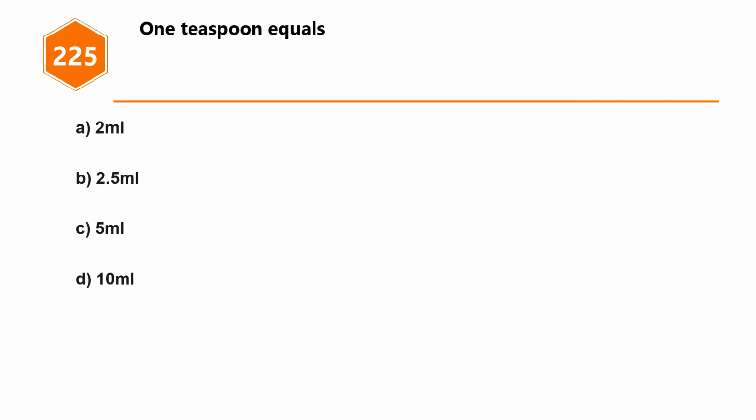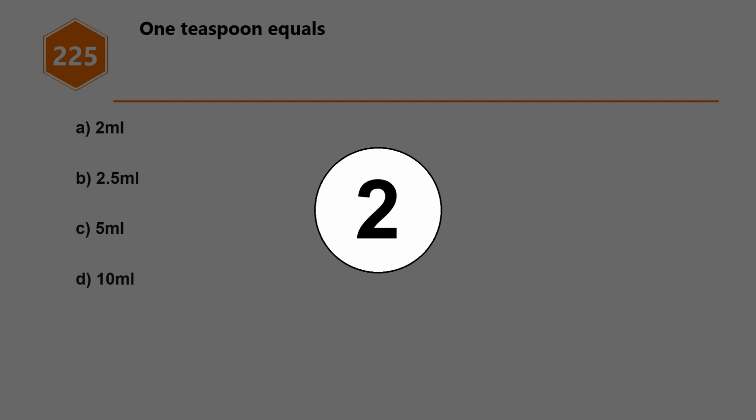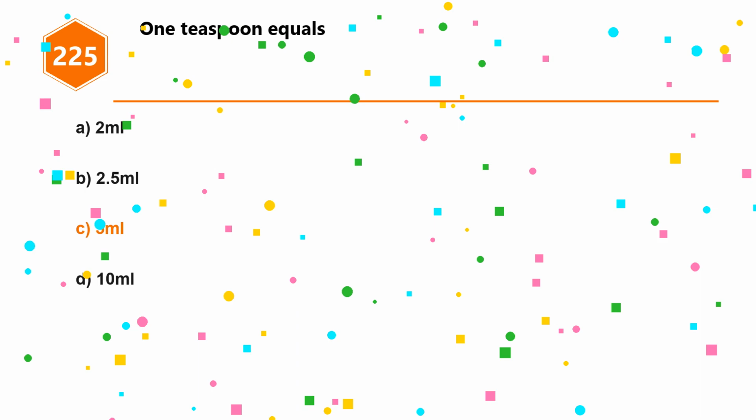Question 225. 1 teaspoon equals: Option A. 2 milliliters. Option B. 2.5 milliliters. Option C. 5 milliliters. Option D. 10 milliliters. The correct answer is option C, 5 milliliters.